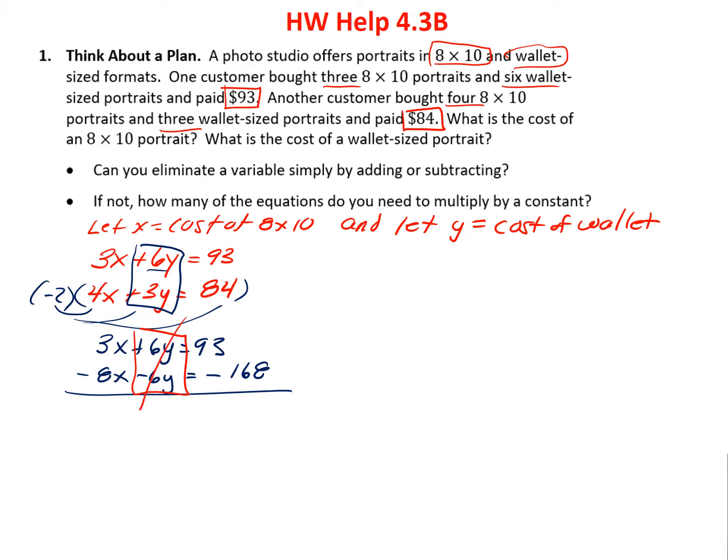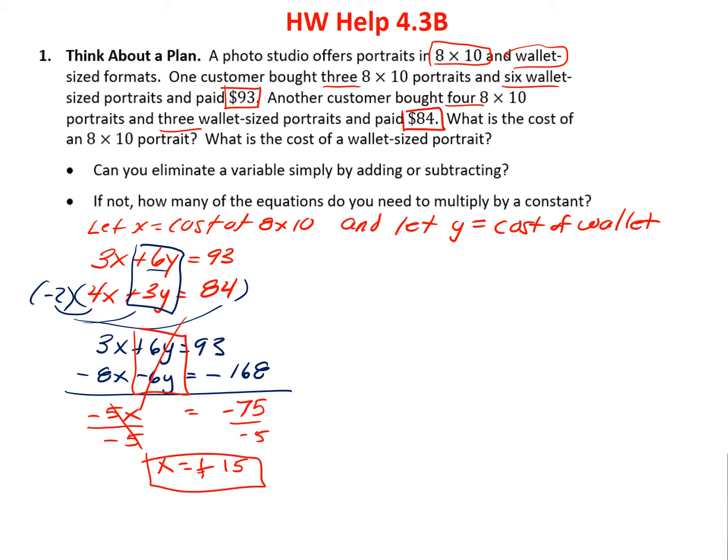So here we get 8 minus 3 is -5x equals, and we have 8 minus 3 is 5, 16 minus 9 is 7, -75. So now undo the -5 times x by dividing by -5, and we get x equals positive 15. So that means we've solved and said the number of 8 by 10s is 15.